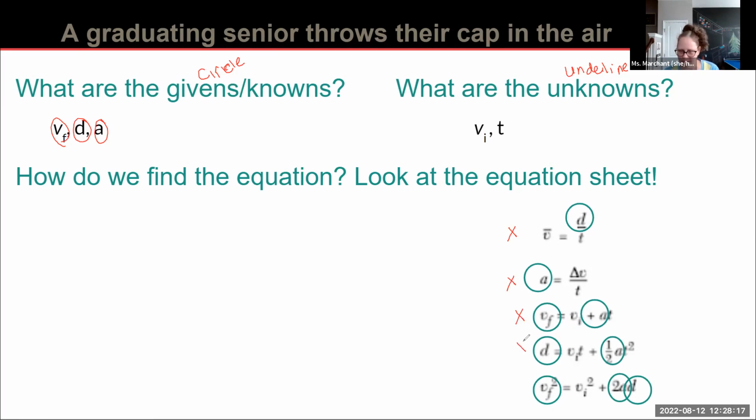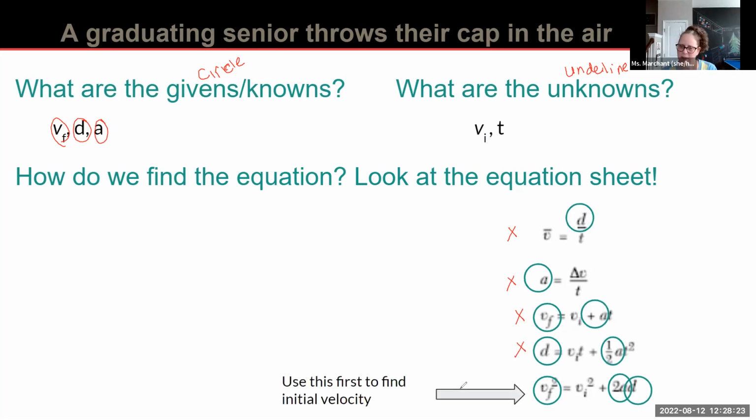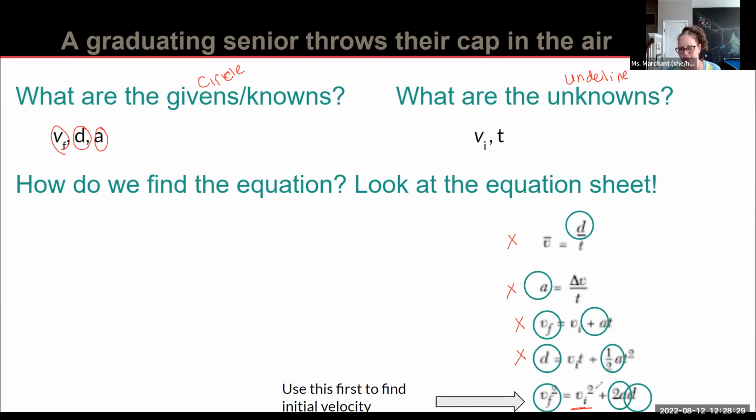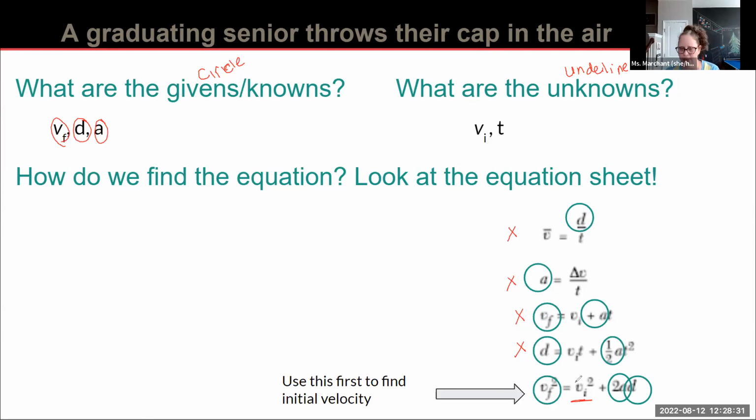So my first equation that I'm going to use is going to be this one down here. Why? Because there's only one unknown variable. There's only velocity initial in that one. It's velocity initial squared, but still only one variable. So I have the velocity final, I have the acceleration, I have the distance, so I can solve for velocity initial.